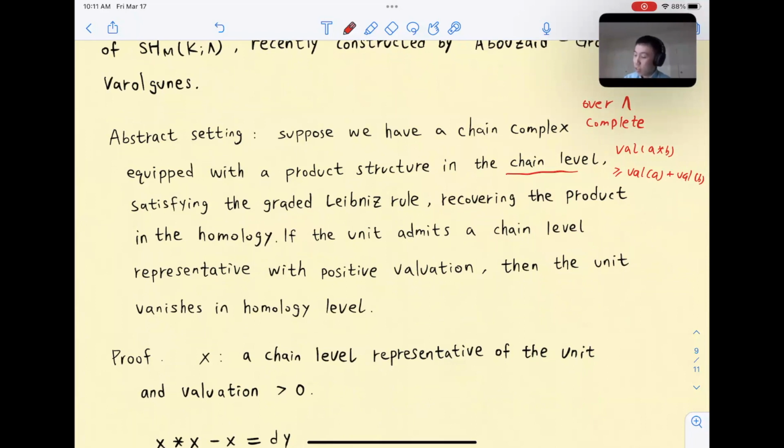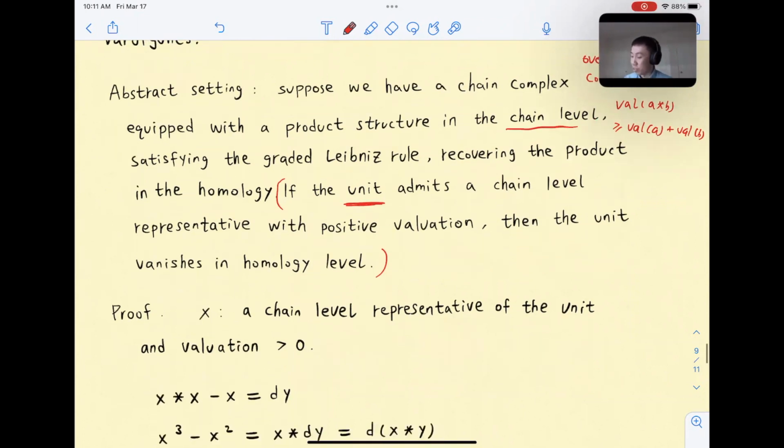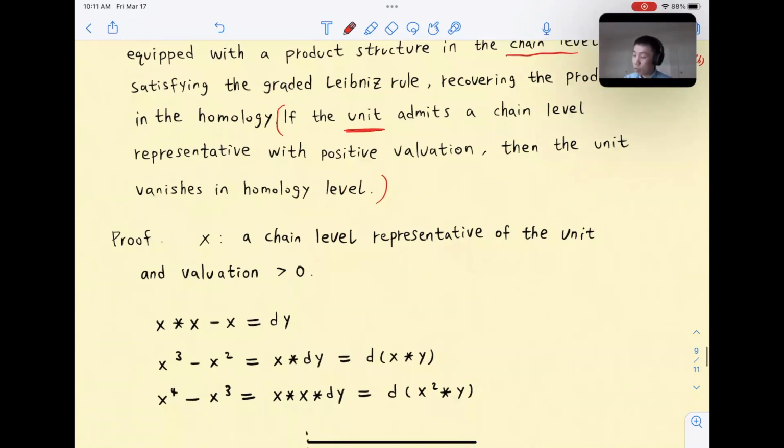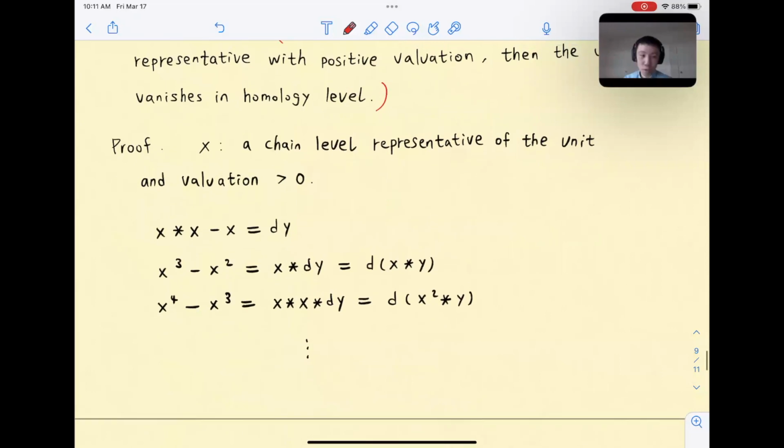So if the unit admits a chain level representative with positive valuation, then the unit vanishes at the homology level. That's the conclusion. If we have some chain level representative with positive valuation, then the unit vanishes in homology. In particular, the whole homology vanishes since the unit vanishes. So what's the proof? The proof is a purely algebraic, combinatorial argument.